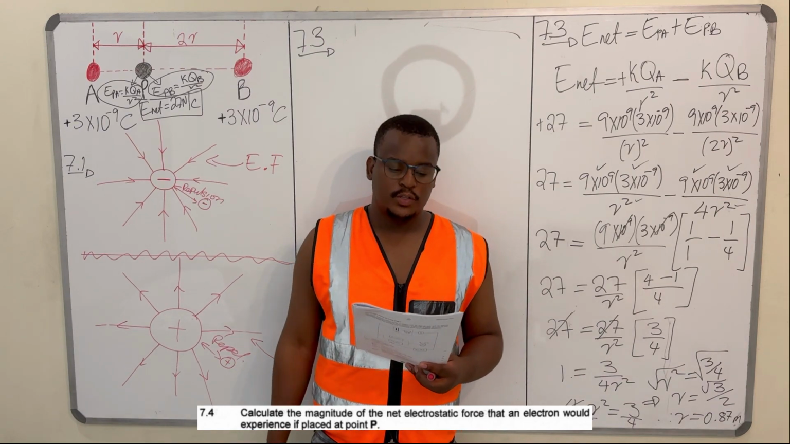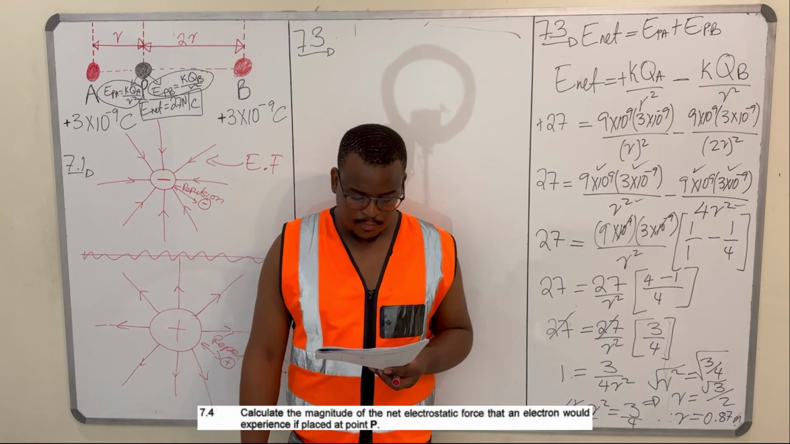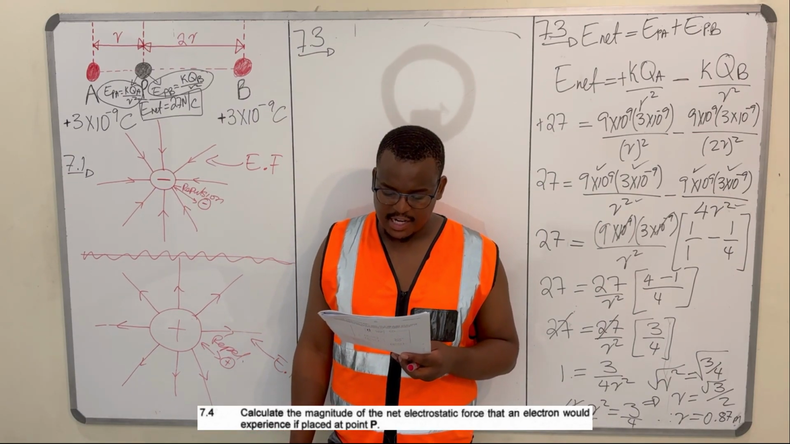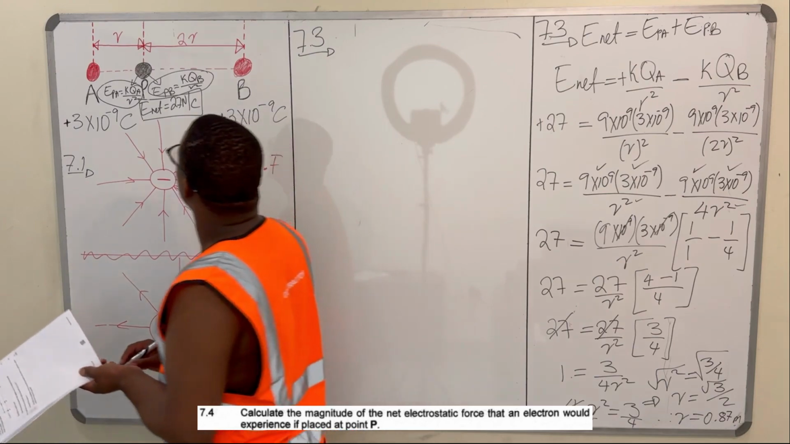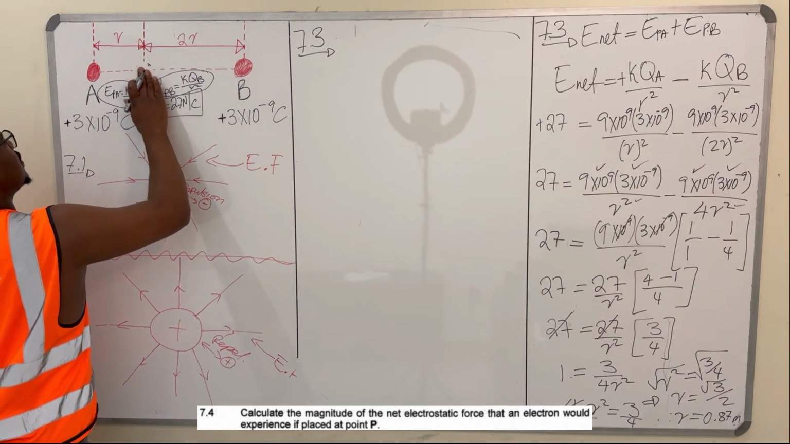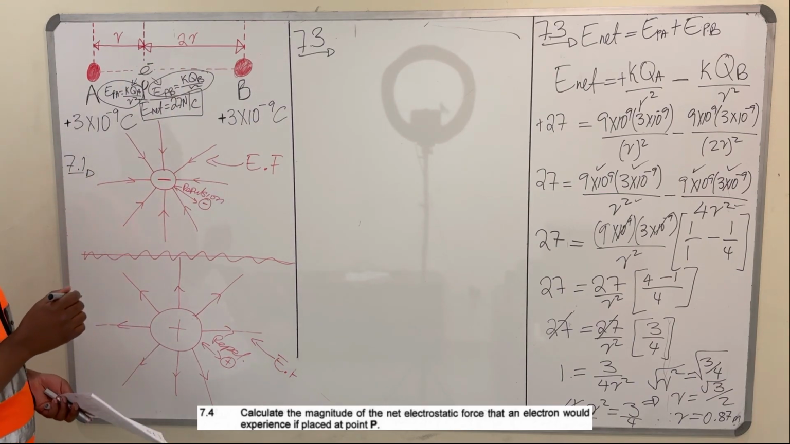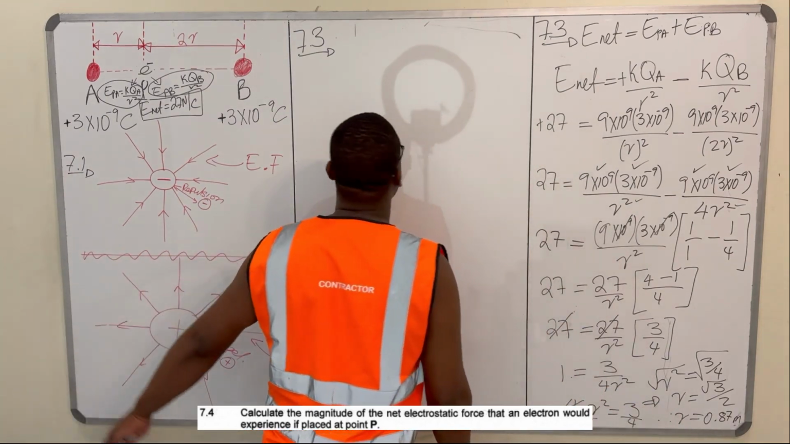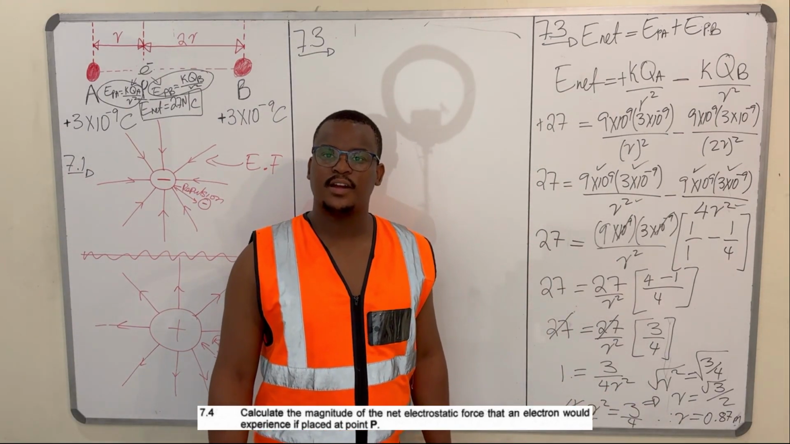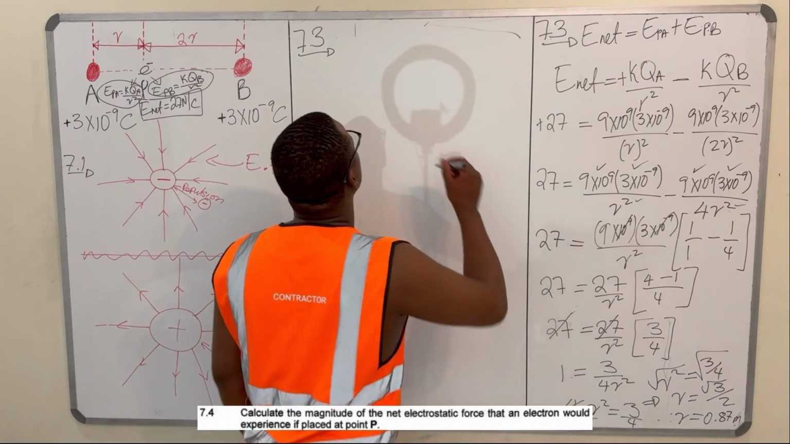Okay, so now we're doing 7.4. 7.4 reads as follows: calculate the magnitude of the net electrostatic force that an electron would experience if placed at point P. So they're saying, if we had at P an electron, exactly where P was sitting, at that distance away from A, what would be the electrostatic force experienced by that electron?